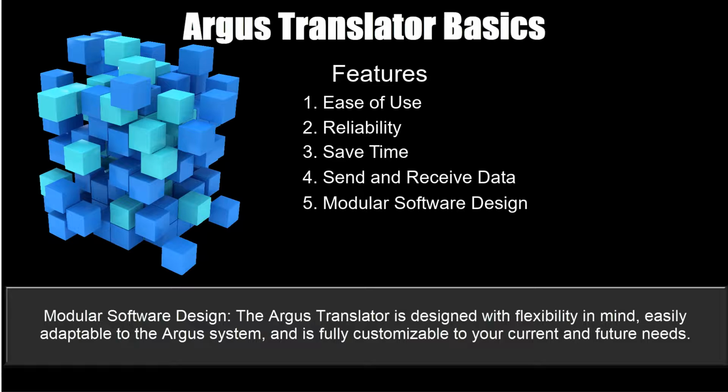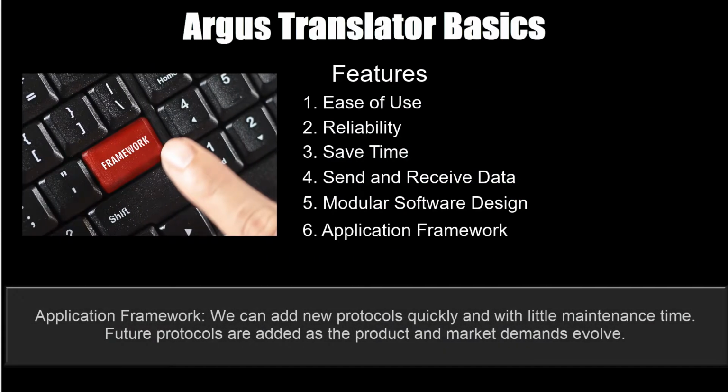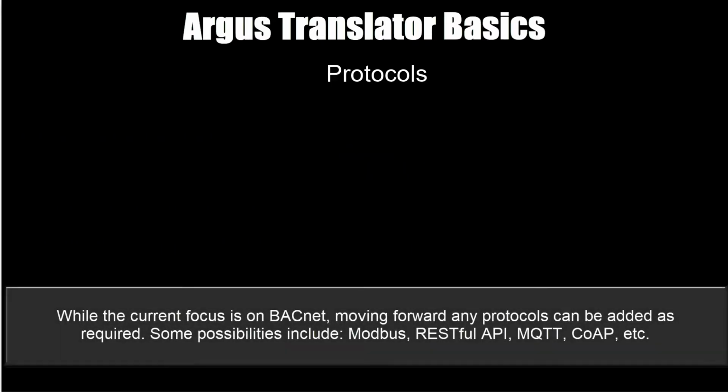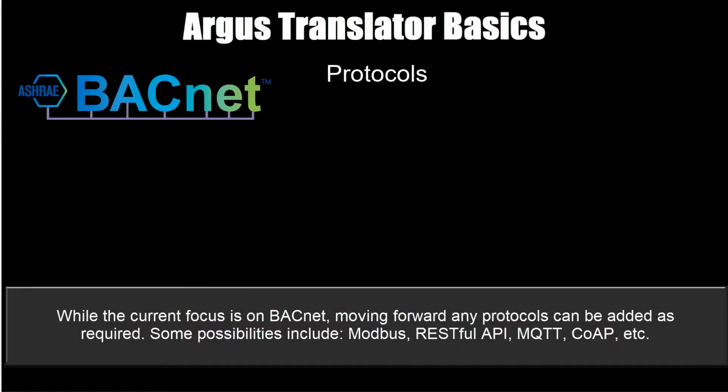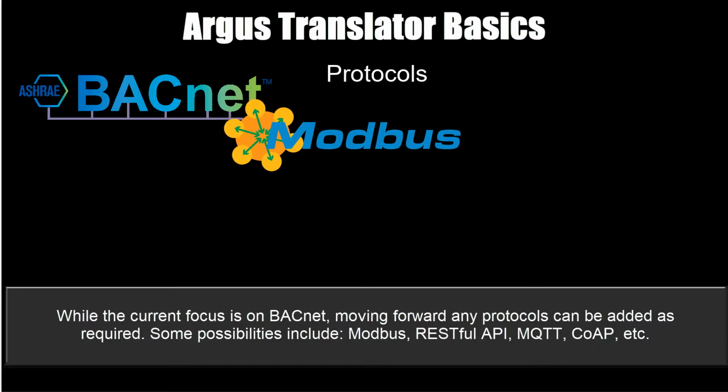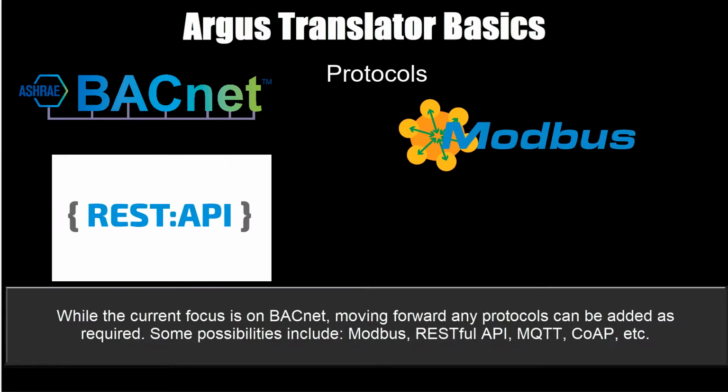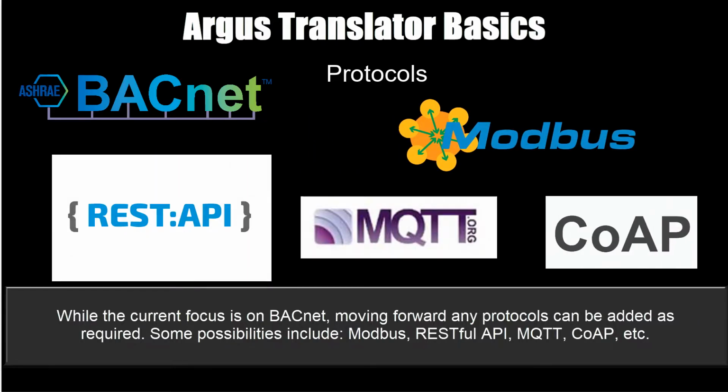Modular software design. The Argus Translator is designed with flexibility in mind, easily adaptable to the Argus system, and is fully customizable to your current and future needs. Application framework. We can add new protocols quickly and with little maintenance time. Future protocols are added as the product and market demands evolve. Protocols. While the current focus is on BACnet, moving forward any protocols can be added as required. Some possibilities include Modbus, RESTful API, MQTT, COPE, etc.